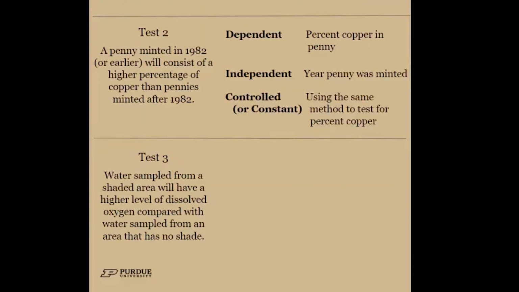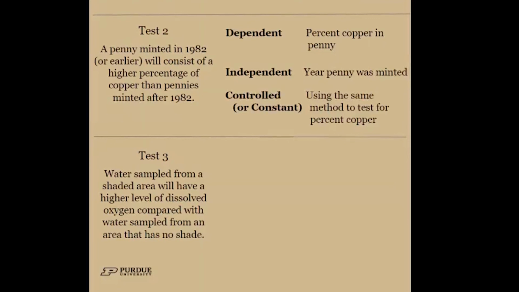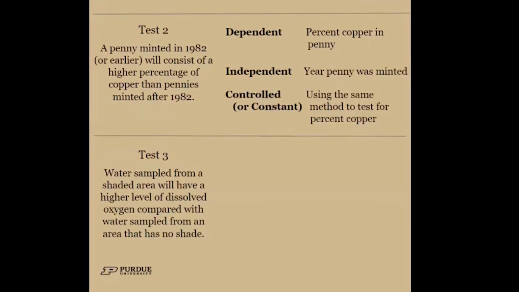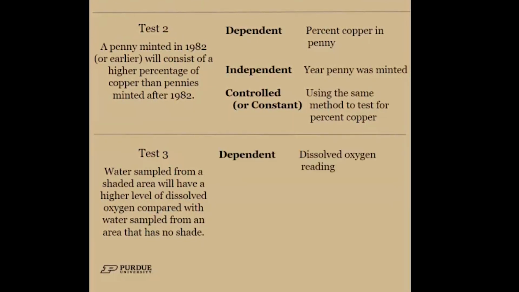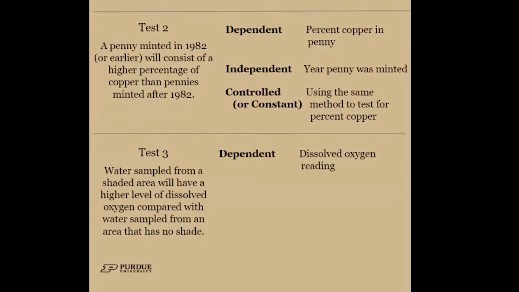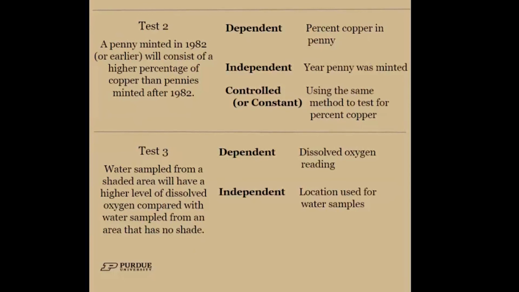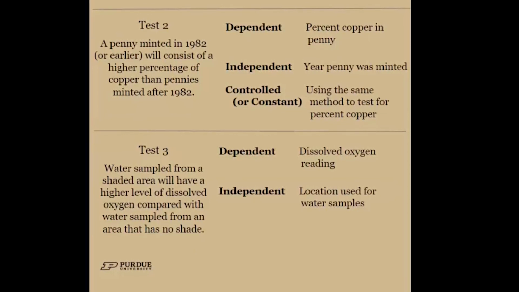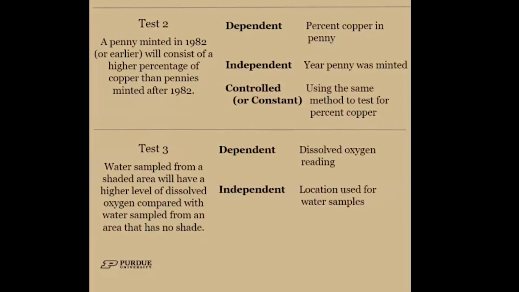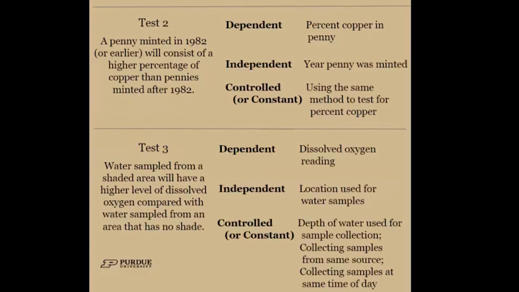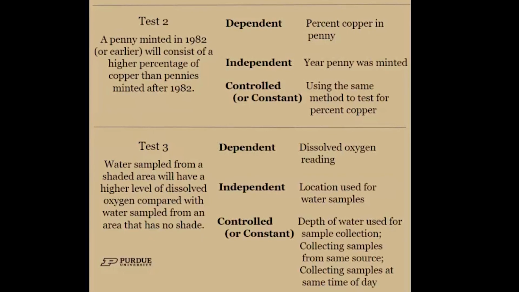And then if I look at my third example, water sampled from a shaded area will have a higher level of dissolved oxygen compared with water sampled from an area that has no shade. For this one, my dependent variable is probably going to be my dissolved oxygen reading. My independent variable is going to be the place I'm choosing for my water sample. But again, this is getting a little more complicated. When we're sampling, we would want to control the depth of water, that we're sampling from the same source of water, and that we're collecting water at the same time of day.